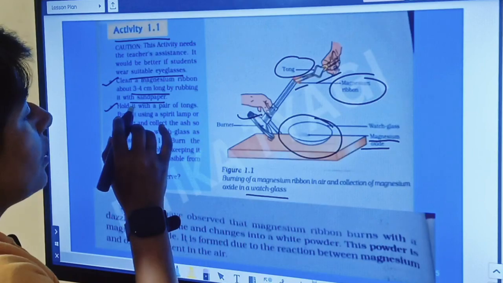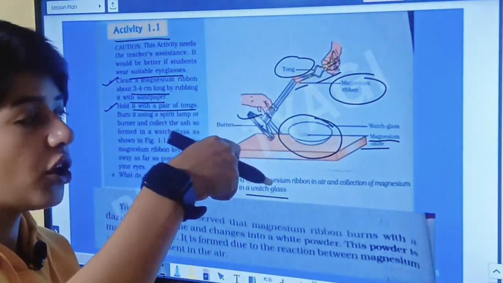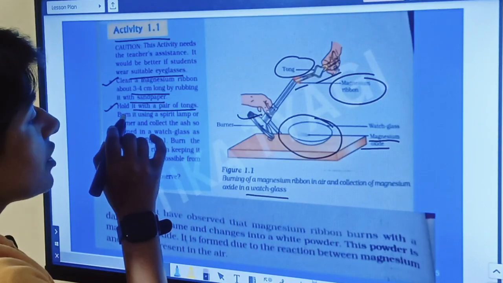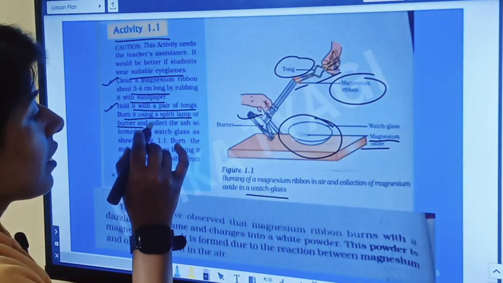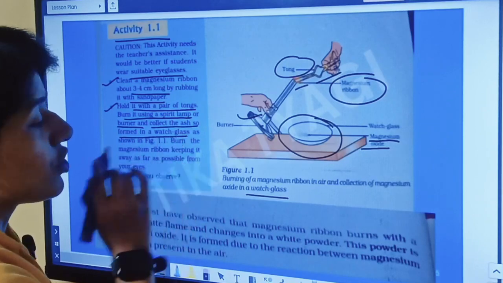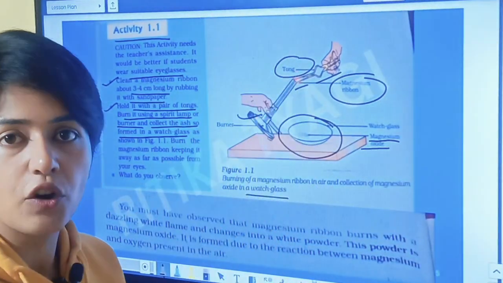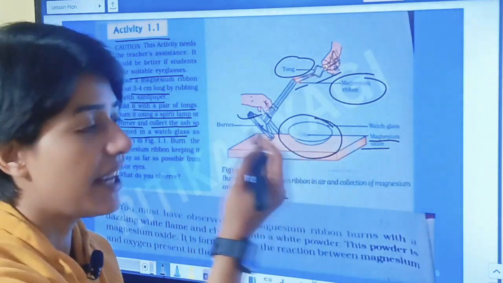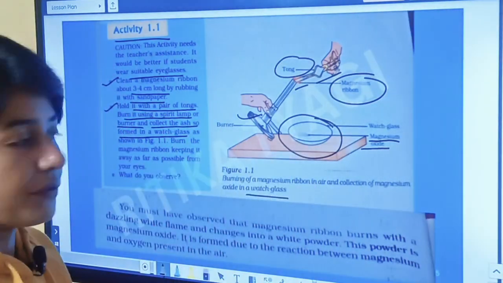Second step, hold it with a pair of tongs. We have to hold it with the help of tongs. Burn it using a spirit lamp or burner. Now, burning it on the burner, collect the ash so formed in a watch glass. The white ash which is formed during burning of magnesium ribbon in oxygen, we have to collect in a watch glass as shown in figure 1.1.